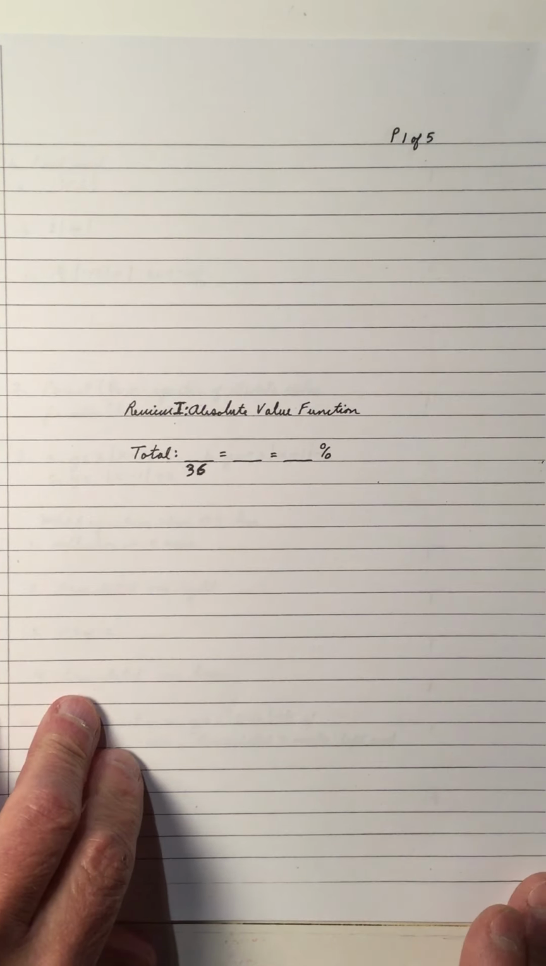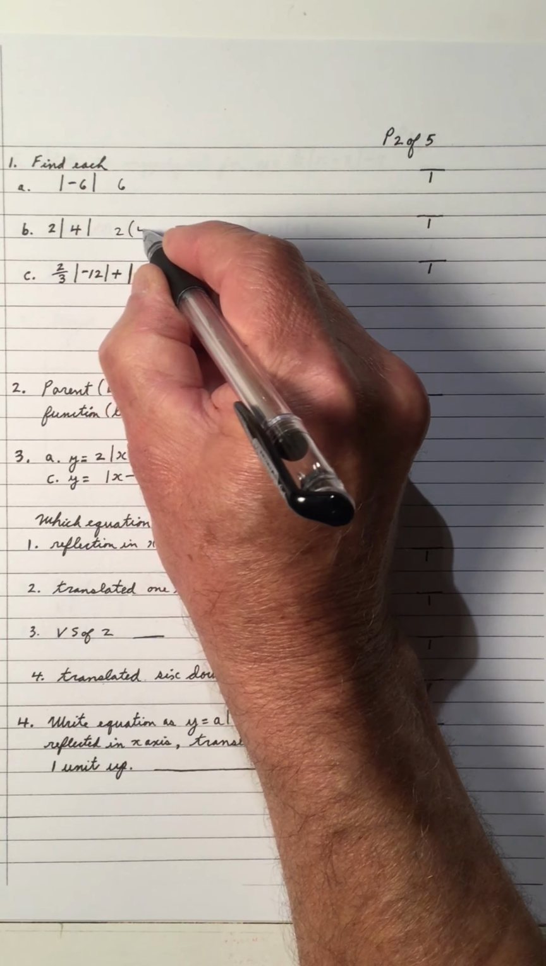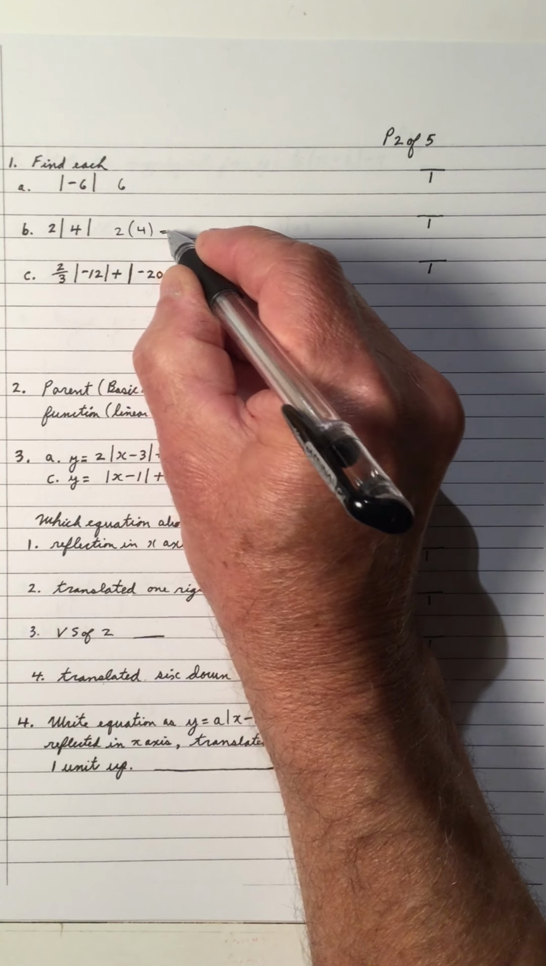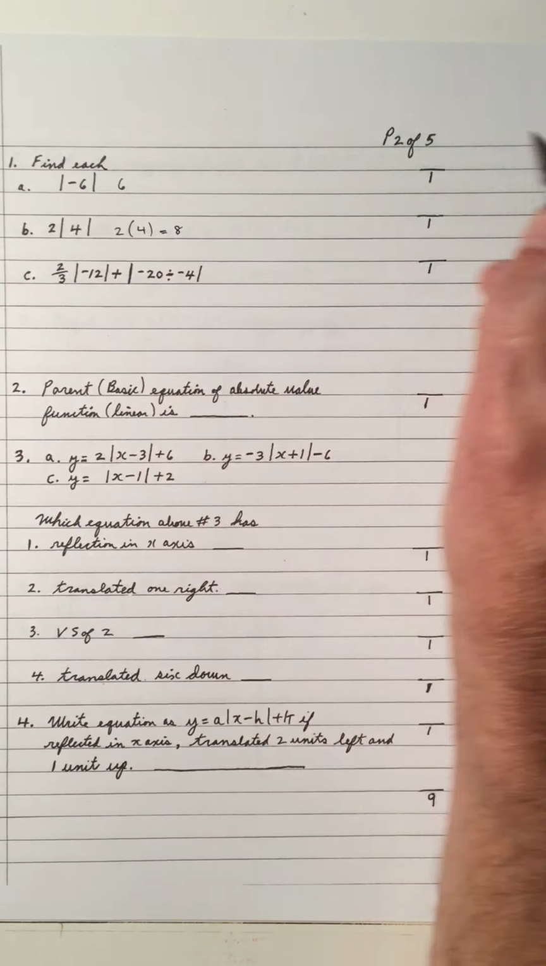Pause your video, and look at the sheet and work each of these out, and then give yourself some marks. Find each. The absolute value of negative 6 is 6, always positive, so give yourself a mark. 2 times the absolute value of 4 is 2 times 4, which is 8. Give yourself a mark.